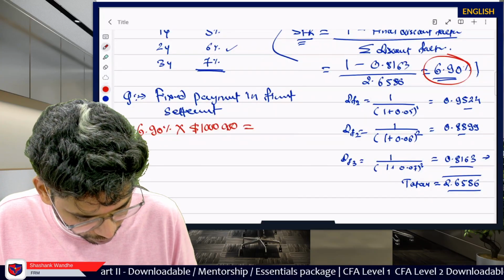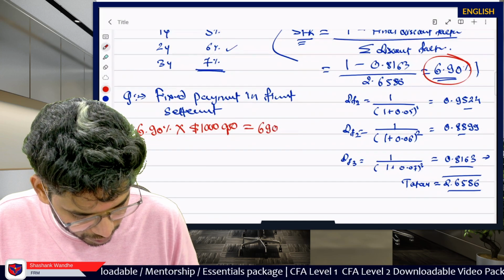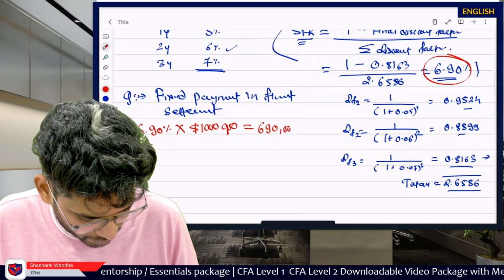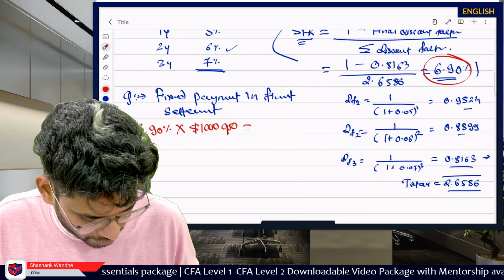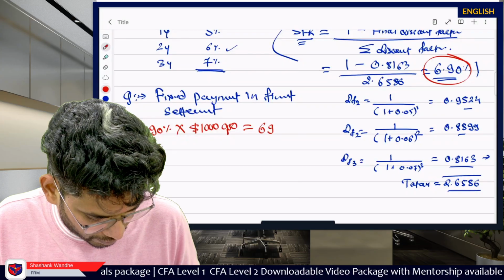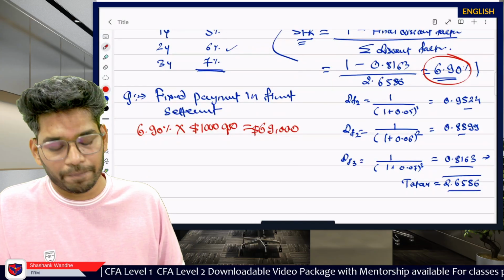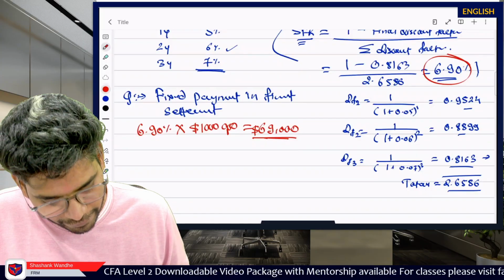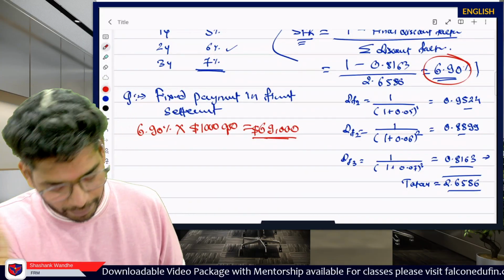Just a second, you have to drop the 2 zeros. 690, 69,000. So this is your first settlement. Fine. Now you got the first payment. Now remember, this is the fixed payment you have to make.